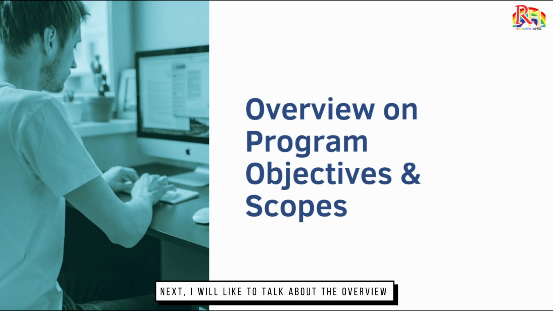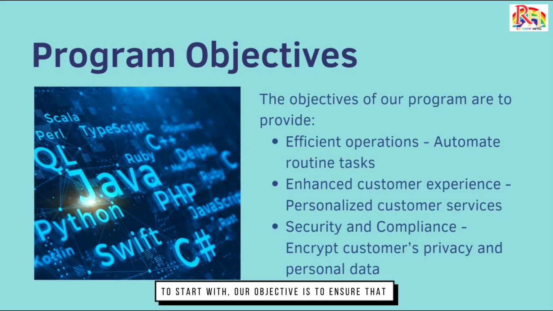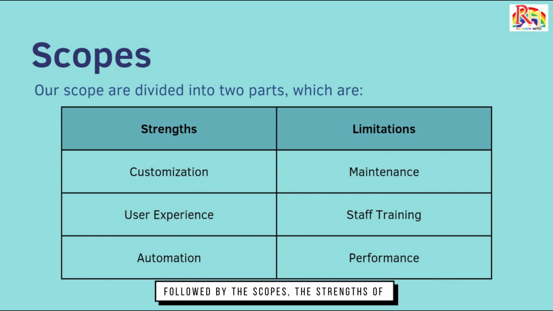smoothly. Next, I would like to talk about the overview of our program objectives and its scopes. To start with, our objective is to ensure that the operations of room reservations and restaurant run automatically. Besides that, this program will also improve customer experience and its services. Lastly, our program will also ensure the privacy and encryption of customer personal data so the customer can use our system safely. Followed by the scopes.